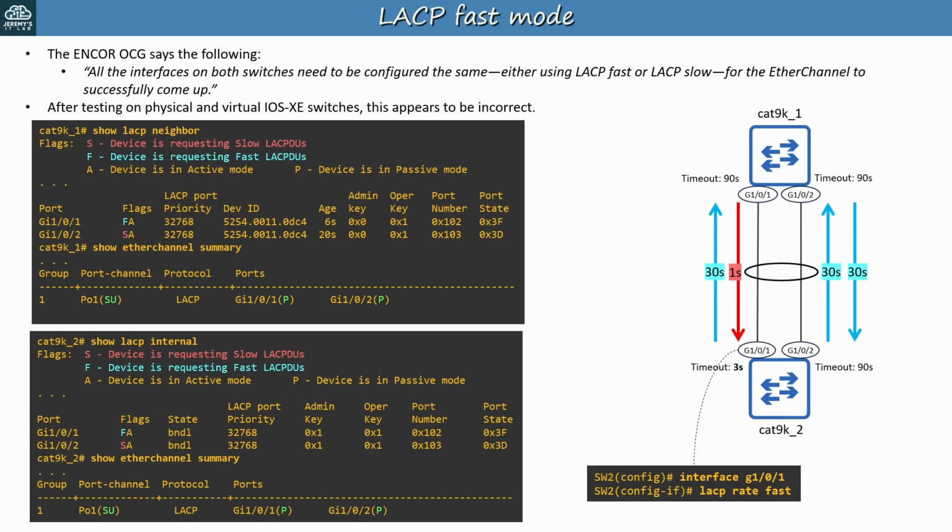So the statement above from the OCG seems to be a mistake. Of course, there's not much reason to have only one side or one port of an EtherChannel request fast hellos while the others request slow hellos. But the configuration is possible, and it does work. This EtherChannel is functional and ready to carry traffic.